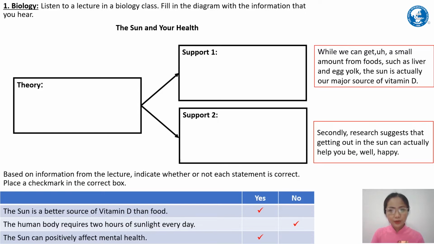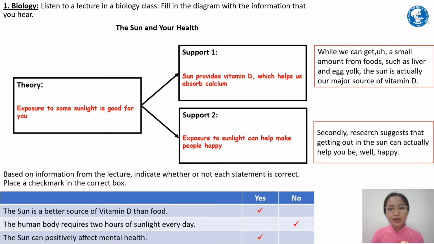So now I need you to look at the diagram. What about the theory? Exposure to some sunlight is good for you. Support number 1, sun provides vitamin D, which helps us absorb calcium. And support number 2, exposure to sunlight can help make people happy.